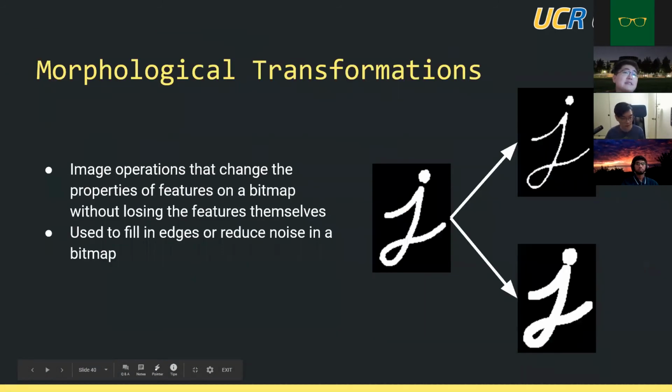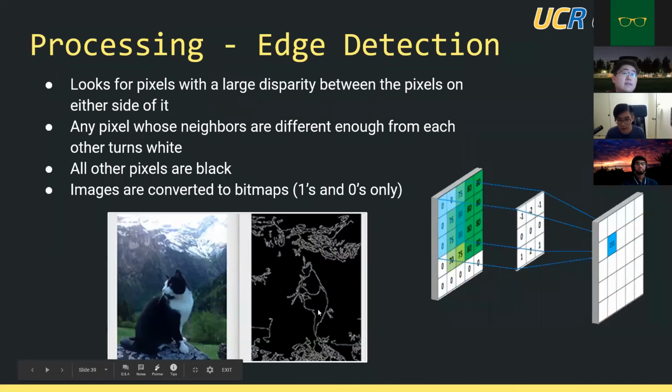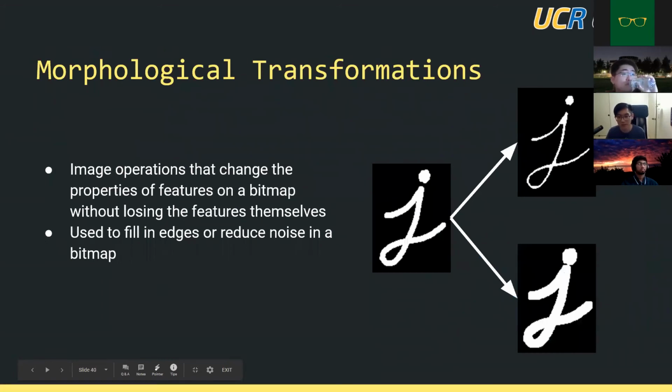Moving on. If you noticed from our last slide, our cat looks kind of stringy, to say the least. So we need to make those edges a little bit thicker for our computer to understand what's going on a little bit better. And how we do that is through morphological transformations. We have two different functions called erosion and dilation.